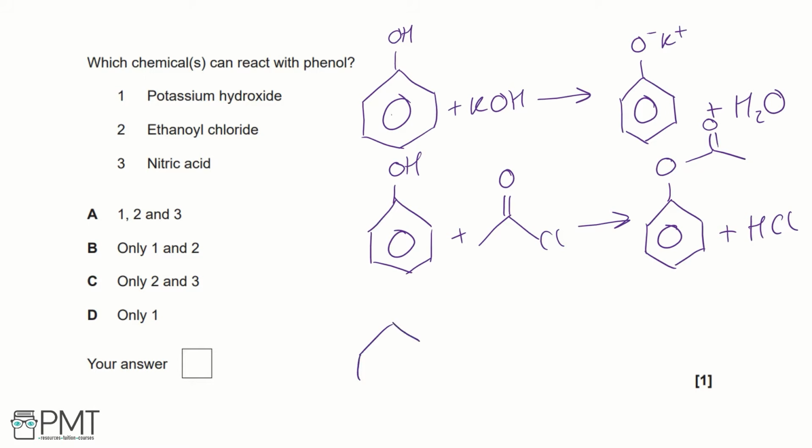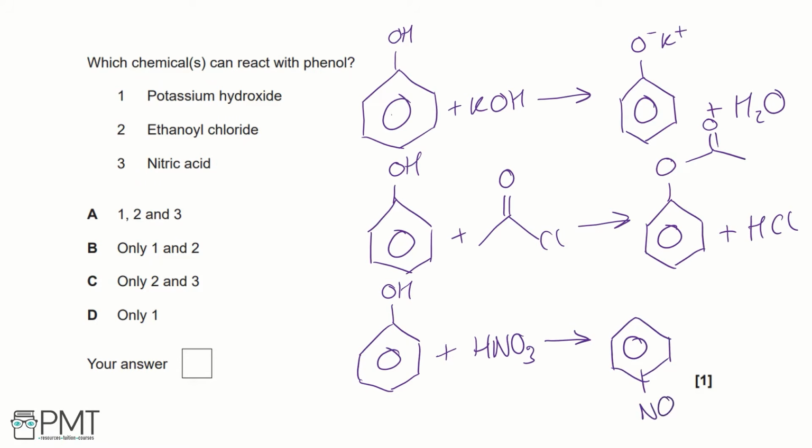Finally, phenol reacting with nitric acid. This is a mechanism called the nitration of phenol. So HNO3 reacting with phenol, we would nitrate the phenol, and we need dilute nitric acid for this to occur, unlike with benzene where you need concentrated nitric acid. If we were to balance this equation, we would have H2O produced. Therefore, all chemicals 1, 2 and 3 will react with phenol. So our answer is A. To get the mark for this question, you must write A in the answer box provided.